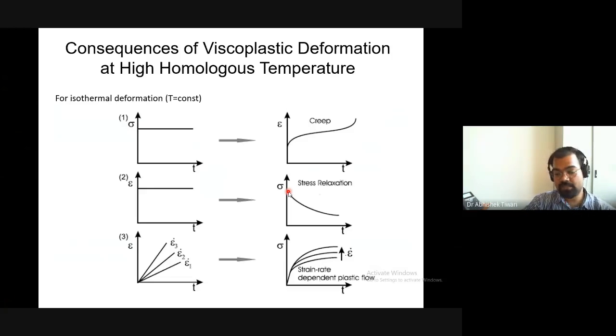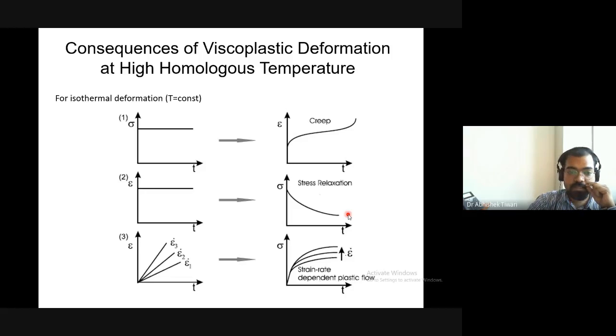Because the material is viscous, the material is deforming with time. Instantly, the stress required to achieve that much strain will be very high. But if you allow some time for the material, then for the same amount of strain, the stress required will be decreasing. So if you keep the strain constant, then the stress decreases with time, and if you keep the stress constant, the strain increases with time. The second one we understand conventionally as creep, and the first one is called stress relaxation.